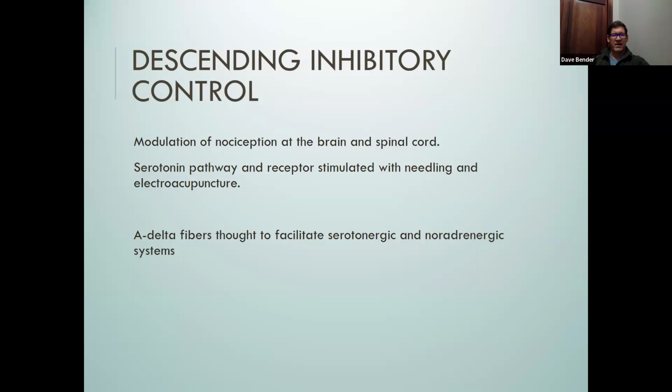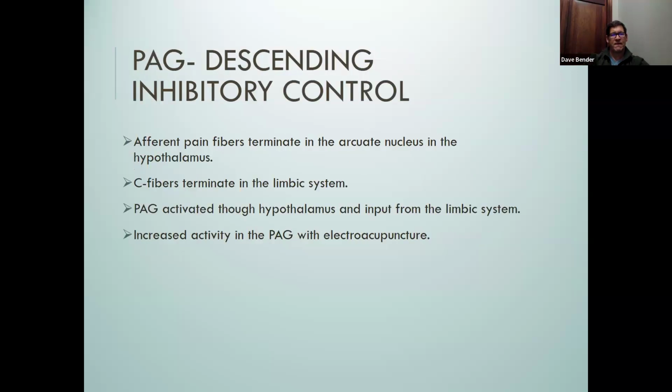Again, this serotonin pathway, receptors are stimulated by needling and electroacupuncture. Again, the A delta fibers are thought to facilitate serotonergic and noradrenergic systems. So just understand that descending inhibitory control is a big part of what we're looking at with some of the dry needling, and part of the reason why you need an intact nervous system many times to really get some of the good benefits from it.